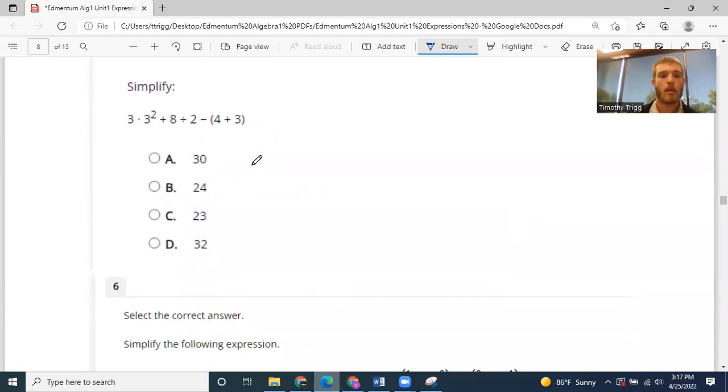Next one. Here, just do the order of operations. Again, you'd do this parentheses first. Okay. Then you'd do the exponent, then multiplying and dividing from left to right, and adding and subtracting from left to right.